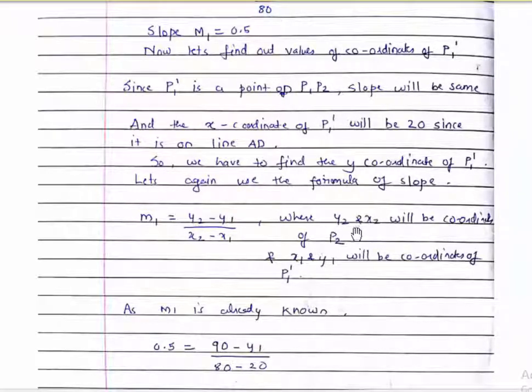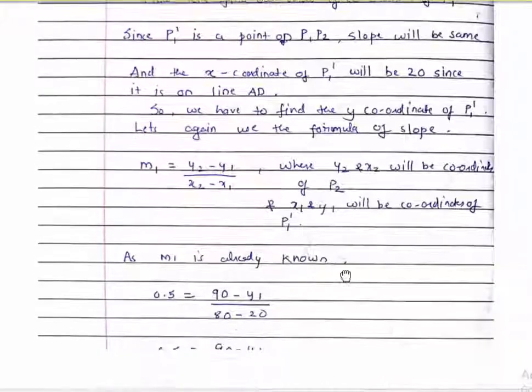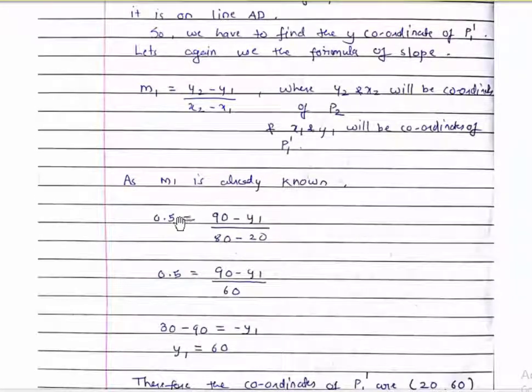But now y2 and x2 will be the coordinate positions of P2, and x1 and y1 will be the coordinate positions of P1 dash. Remember, it's P1 dash this time, and m1 is already known. So 0.5 is the slope that is known. 90 is y2, minus y1, we have to find out, that is the y coordinate of P1 dash. 80 minus 20, that is x2 minus x1.